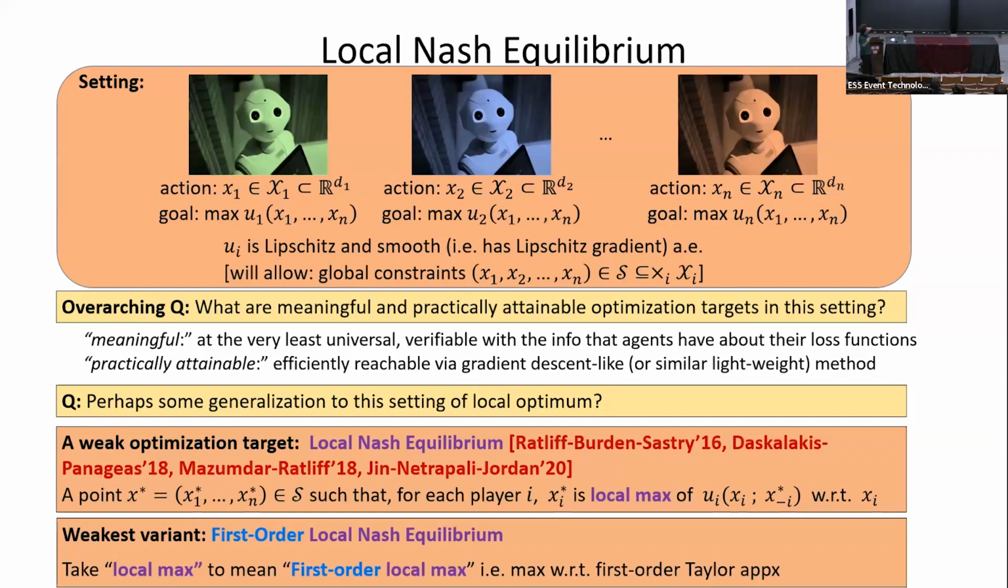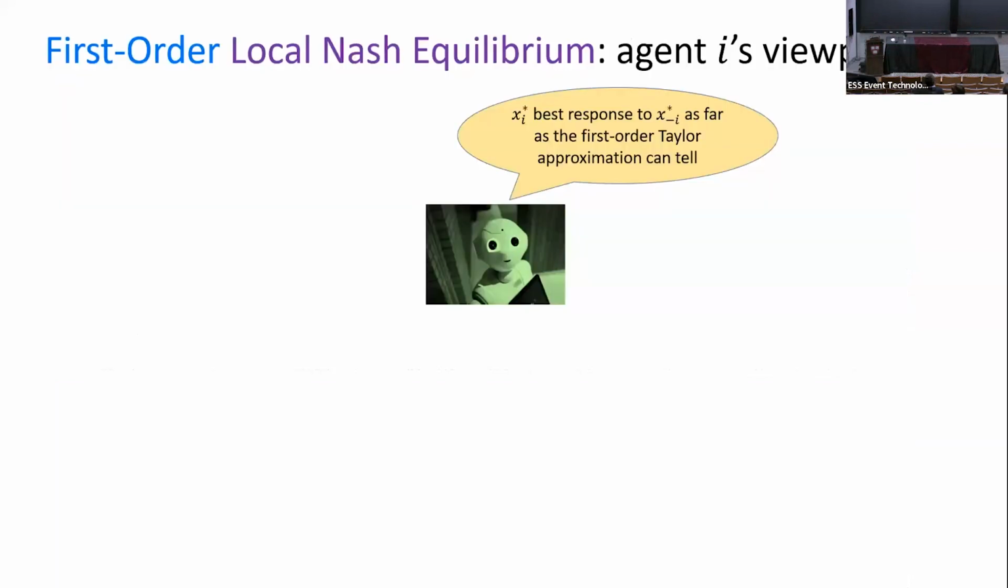So the simplest possible generalization of local optima from the single agent setting is this. I want a strategy for every agent so that every agent plays a first order local optimum for their utility against the other guys. Okay, so let's look at it pictorially. Just to understand.